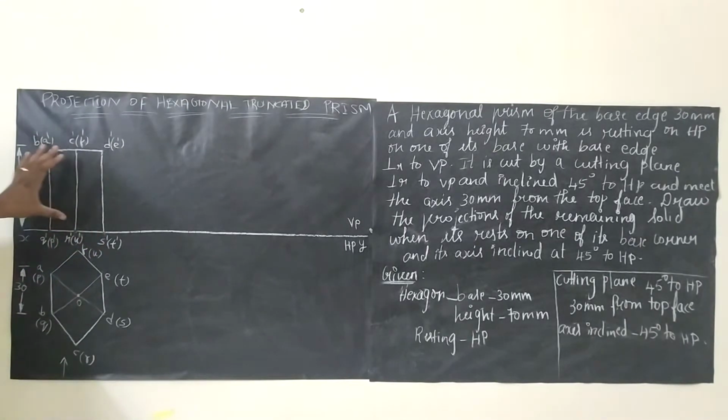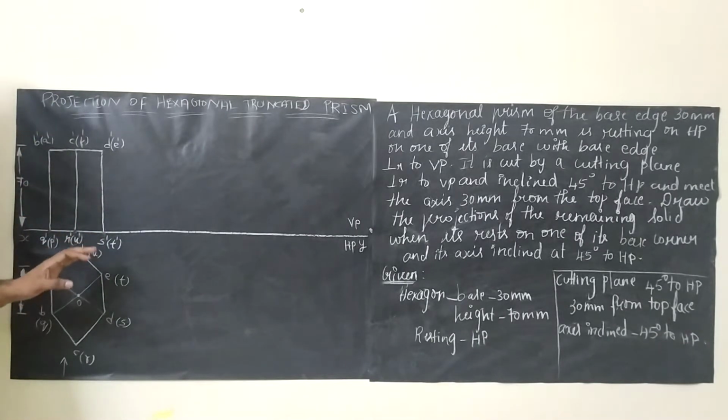What you need to do is, first of all, draw a height of the prism as 70 mm. So height of the prism is 70 mm. Just close the rectangular box. So you will be getting a rectangular box. Naming will be, top surface we will be having ABCDEF and bottom surface will be having PQRSTU.